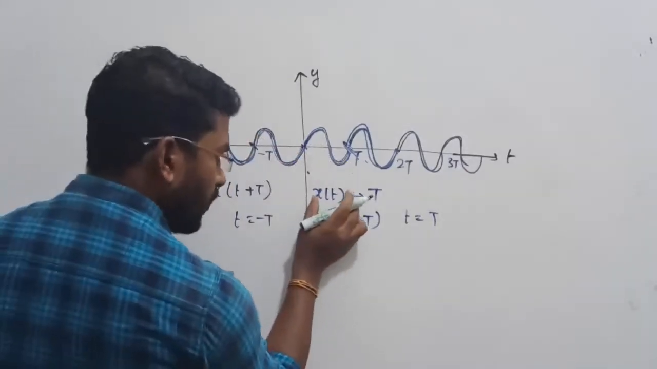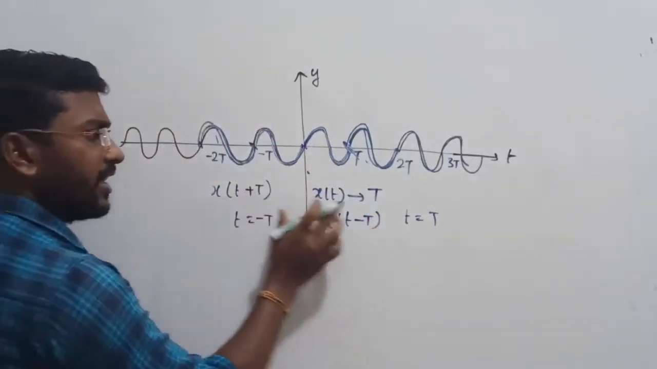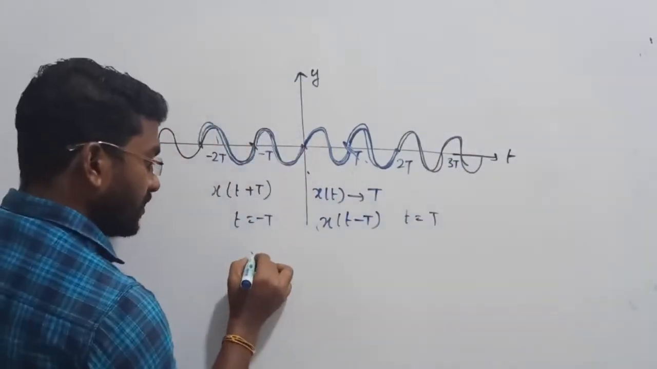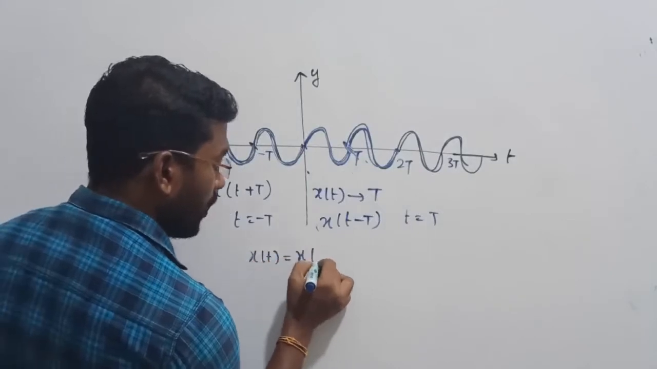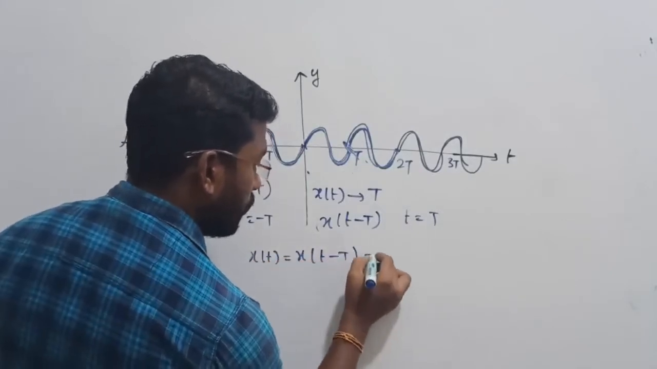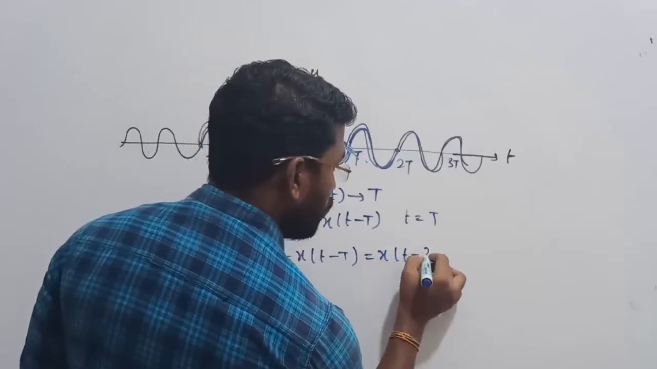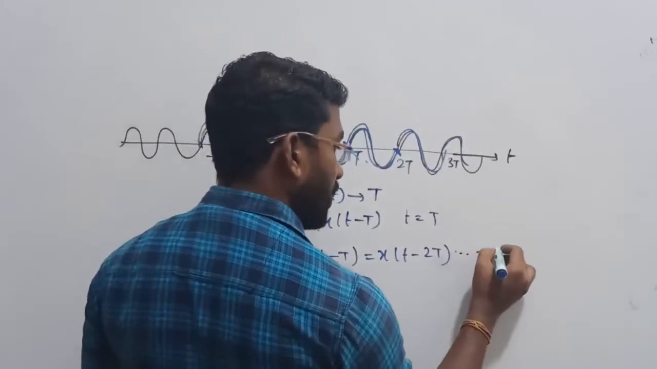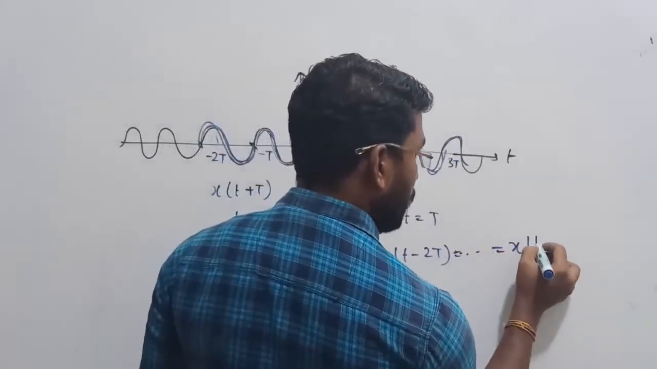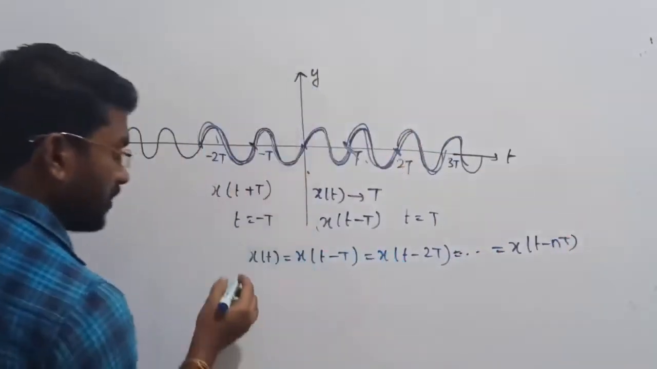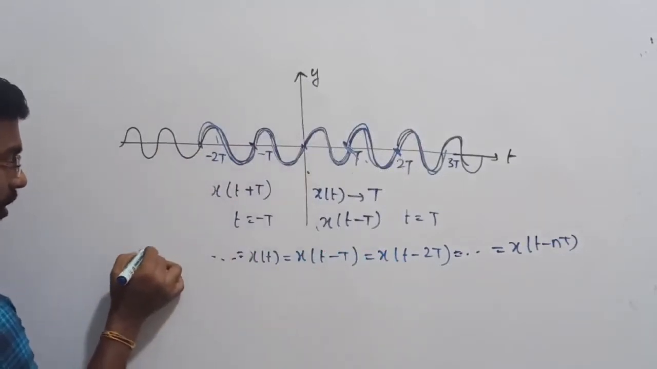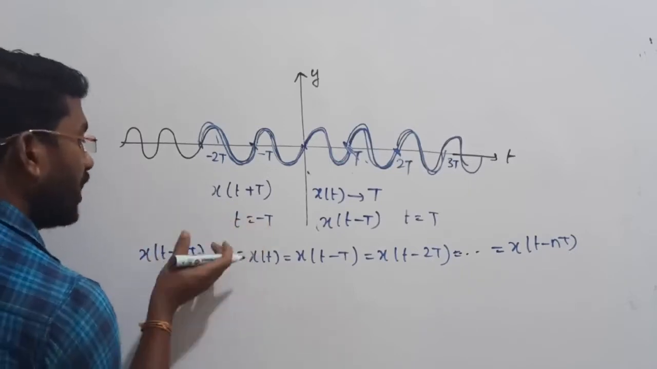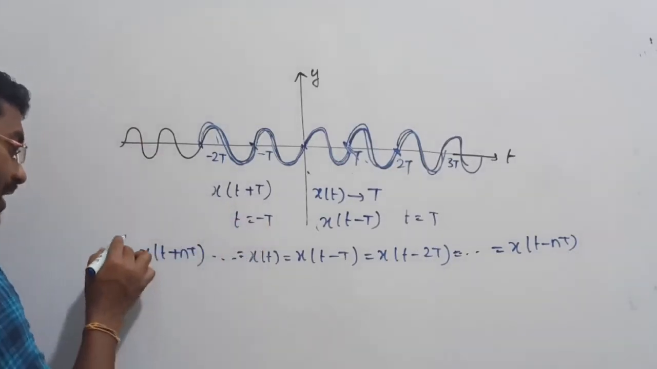So the thing is, x of t minus T, x of t plus T, x of t minus 2T, x of t plus 2T, all are going to be equal. So let me write like this: x of t should be equal to x of t minus T, should be equal to x of t minus 2T. You can also start at 2T, same property you can observe, again and so on, it will continue up to x of t minus nT. Whereas on the left hand side you can repeat the same thing up to x of t plus nT, that is t equal to minus nT. So that is the nature of the periodic signal.